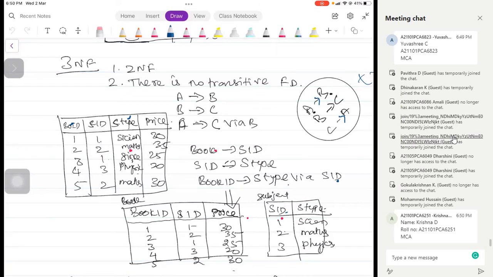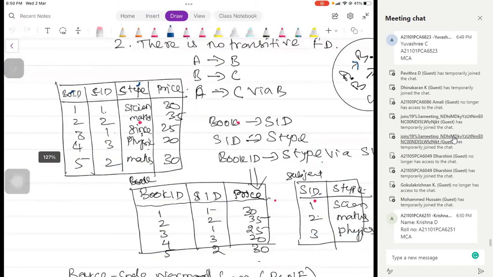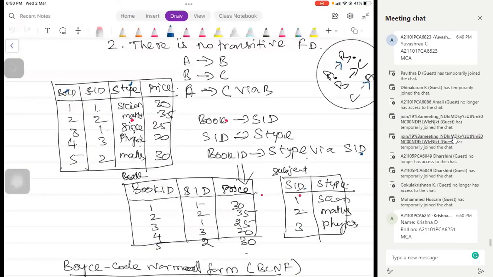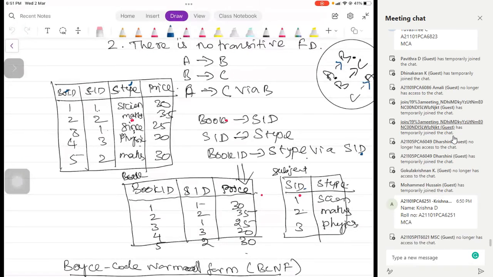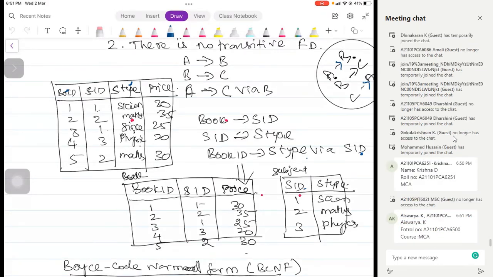Okay, so how do we split this? Listen here, this is the schema that may be converted into book ID, student ID, price. Okay, next one is subject ID, subject type, book ID, subject ID, price, subject ID, subject type: science, science, physics 1 2 3.